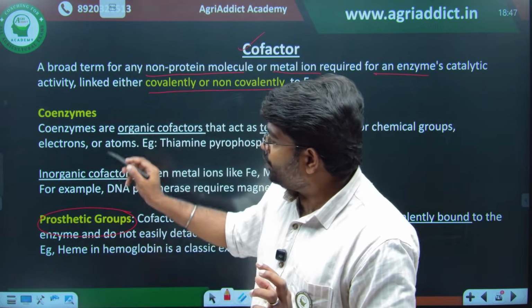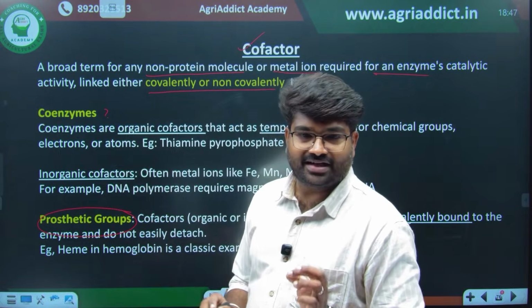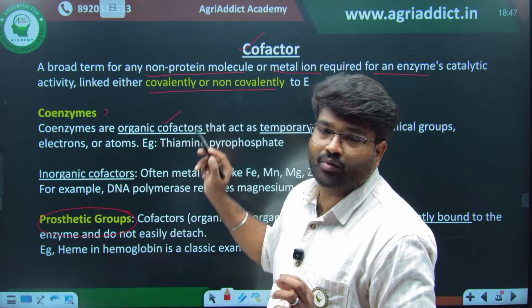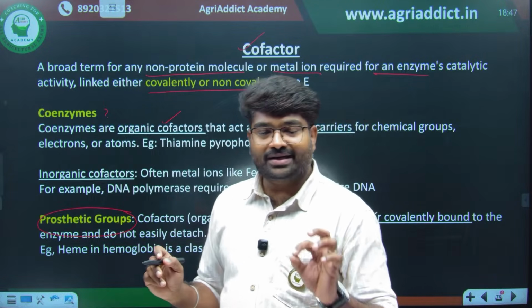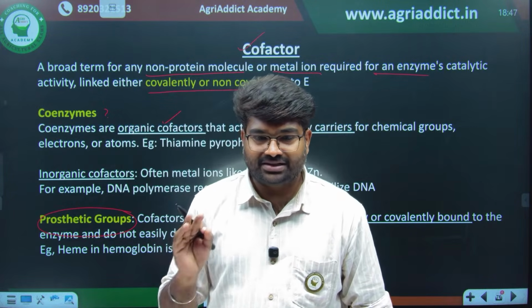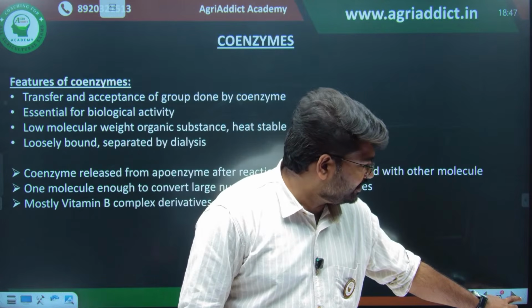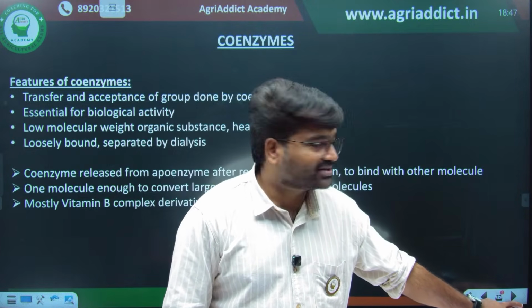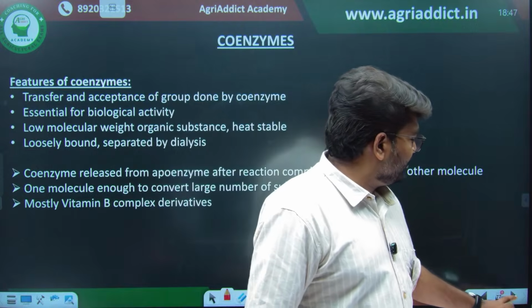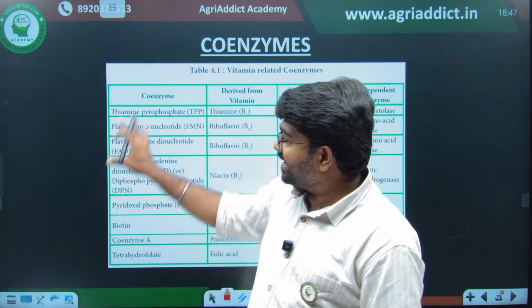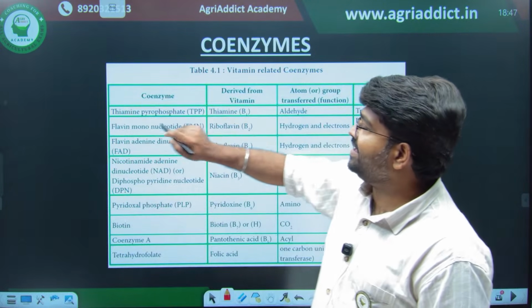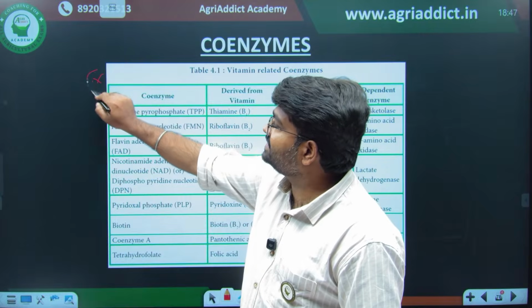Okay. So then what is meant by coenzyme? Coenzymes are organic molecules that can bind loosely to the enzyme. So this is the key difference between cofactor, coenzyme and prosthetic group. Here they have given the different coenzymes that I have summarized here. From here they will ask the question. Okay. This is very important.